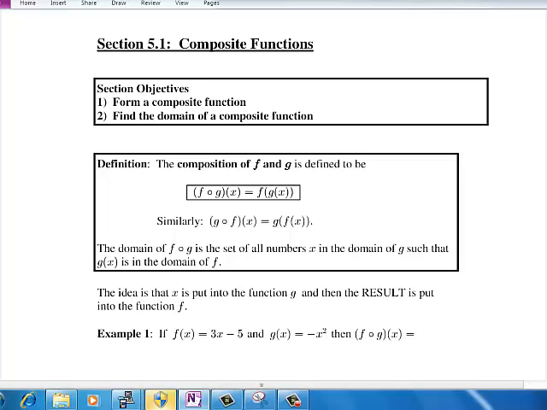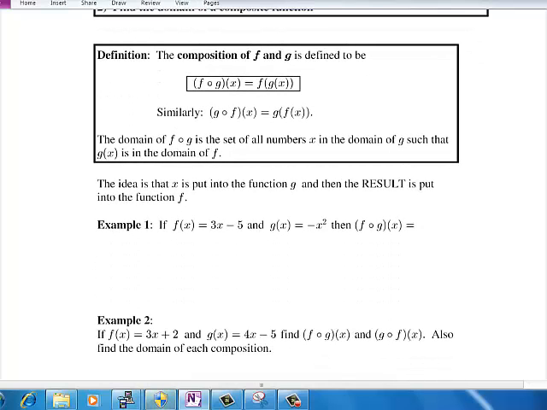So we'll start with the definition. It says the composition of f and g is defined to be this set of symbols. We'll write f circle g of x for the composition of f with g, and we will mean f with the input g of x. So x will go into g, and then the output from g will be the new input for f.